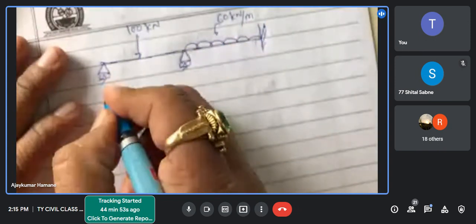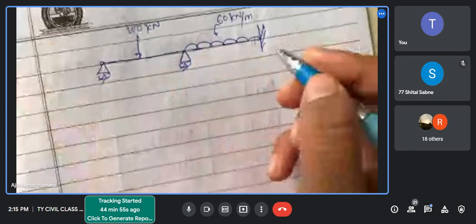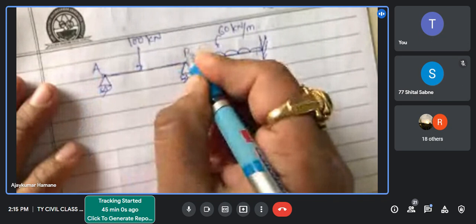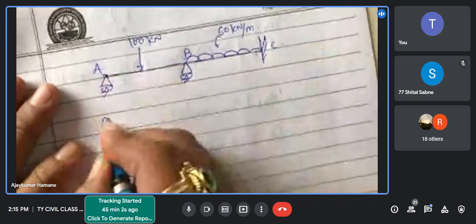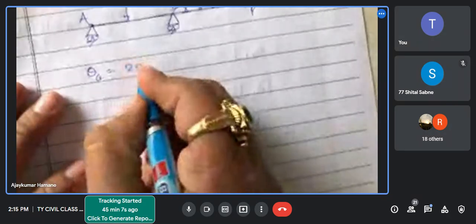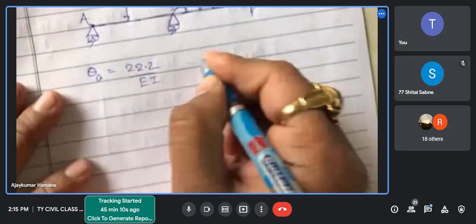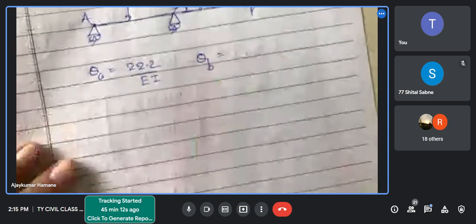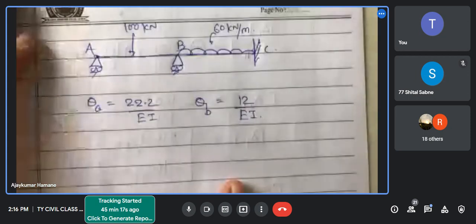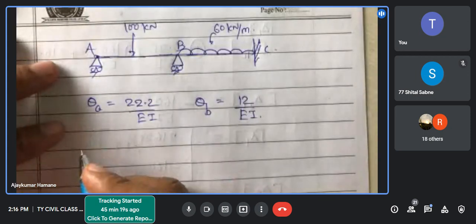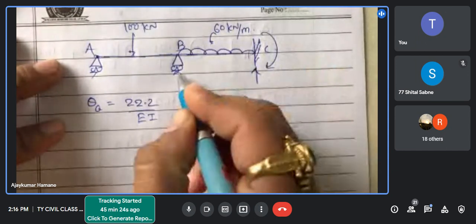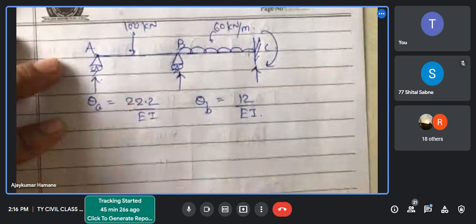So our basic numerical is like this. Now we have to analyze. That means we have to find out the reactions and the moment at the support. This is A, B, C. Now we got the rotation at A equals 22.2 divided by EI, and rotation at B we got 12 divided by EI. Correct? Now we have to find out the moment MC. What is this moment? What is this reaction? How to find out?